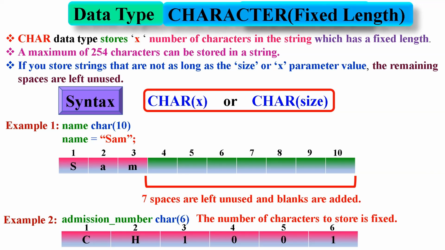So when we want to add a name, we cannot assume the number of characters. For example, John has 4 characters and Sophia has 6 characters. So char data type can be used for fixed length strings. Now look at example 2. A student admission_number is 6 digits long in a school. So char of 6 would be appropriate to store the admission_number of all the students. Another example is the PIN code of a country. So char data type is suitable where the number of characters to store is fixed. The value for char data type has to be enclosed in single or double quotation marks.